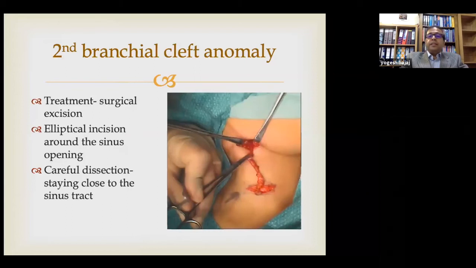And rarely they go up to the tonsil area. Generally, most of the time I'm able to manage with one incision, but rarely you need to do two incisions or a step ladder incision. So quite common and easy to excise.